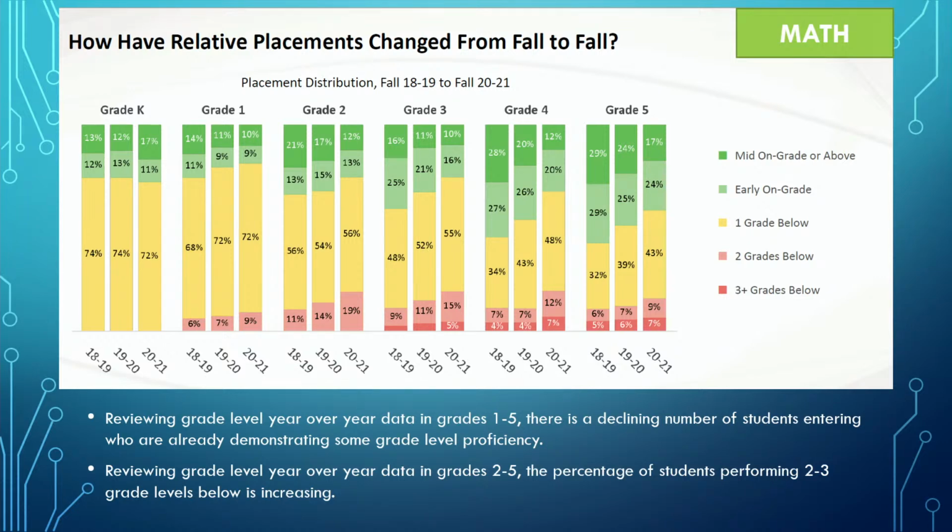When you look at grades 1 through 5, there's really a declining number of students who are entering grade level already demonstrating some proficiency. In other words, the two green colors, you can see year over year, they're getting smaller and smaller. That's not the direction we want to go in.